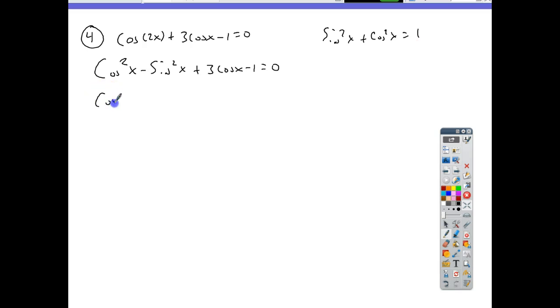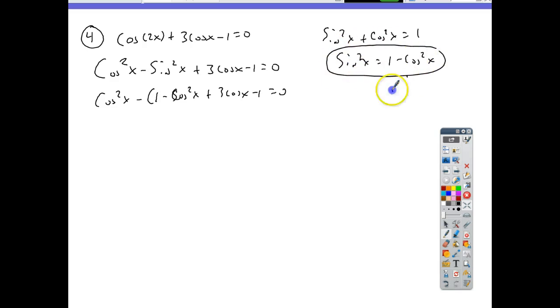All right. Here we go. Cosine squared x minus 1 minus cosine squared x plus 3 cosine x minus 1 equals 0. So I notice that sine squared x equals 1 minus cosine squared x by this same identity. This is not on your formula sheet. You have to know that. You have to know how to get to it, or you have to know it stone cold. Okay, so I've got this going on.